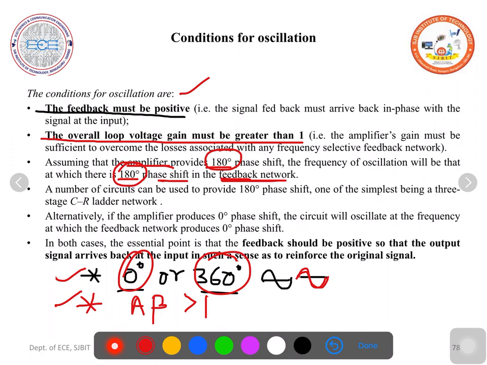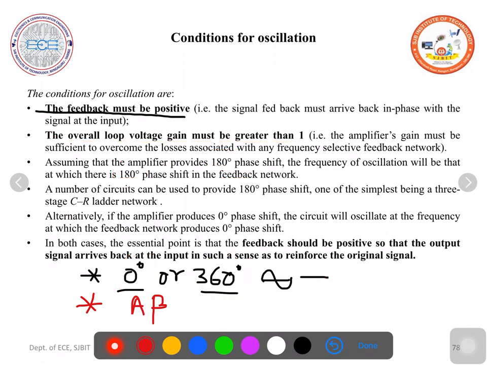So to get this, there are a number of circuits. They provide 180-degree phase shift, and one of the simplest being the 3-stage CR ladder network. There are a lot of feedback networks which provide 180-degree phase shift. Here in your syllabus you have a 3-stage CR ladder network, which we will see in the next slide, which provides 180-degree phase shift. Original 180-degree phase shift will be provided by the amplifier. Then the remaining 180-degree will be provided by the feedback network. So that will be a 3-stage CR ladder network.